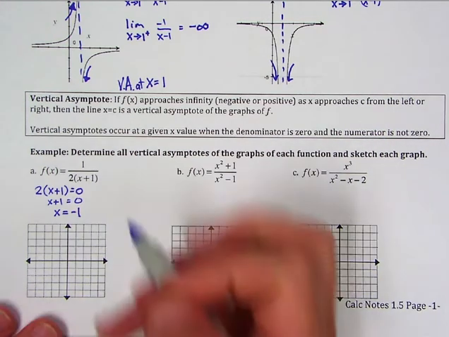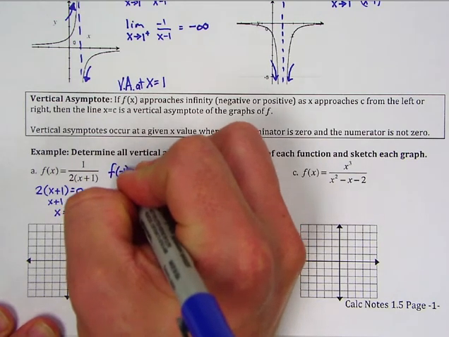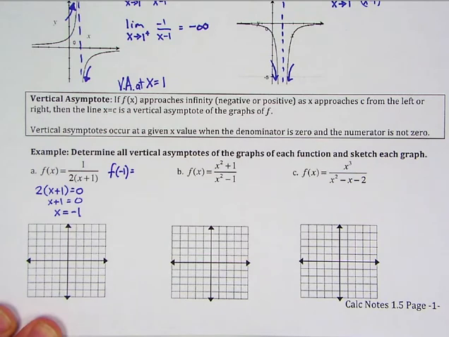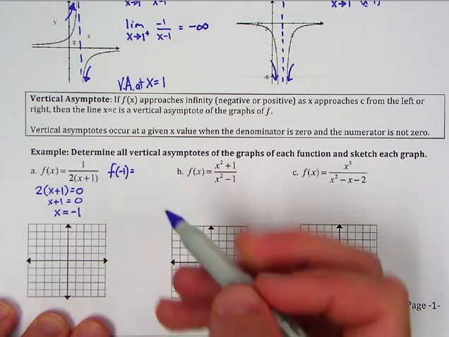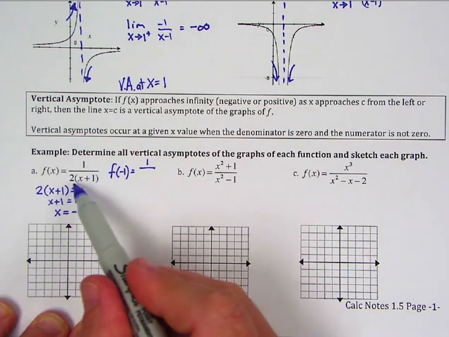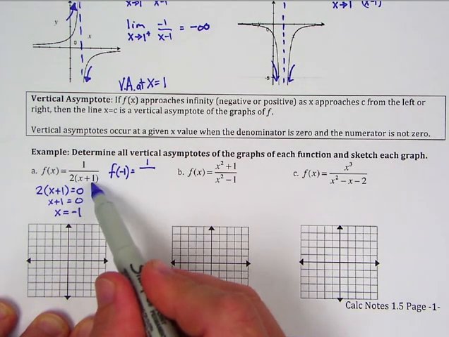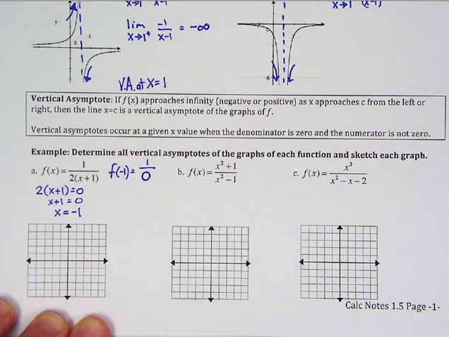So what we're going to do is plug negative 1 back into our function and see what we get. Okay. So this is going to be 1 over, and we already said here, negative 1 plus 1 is 0, times 2 is 0. So f of negative 1 is 1 over 0.